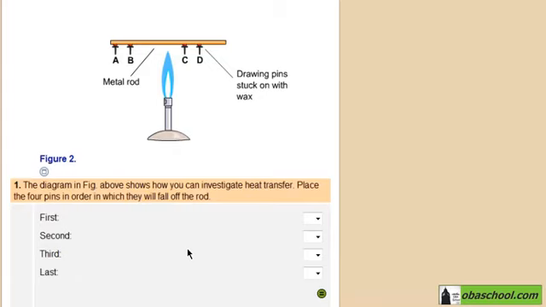So let's mark the distances. The distance from pin A to the Bunsen burner is marked by this violet line. The distance from pin B to the Bunsen burner is marked by the blue line. The distance from pin C to the Bunsen burner is marked by the red line. And the distance from pin D to the Bunsen burner is marked by the green line.